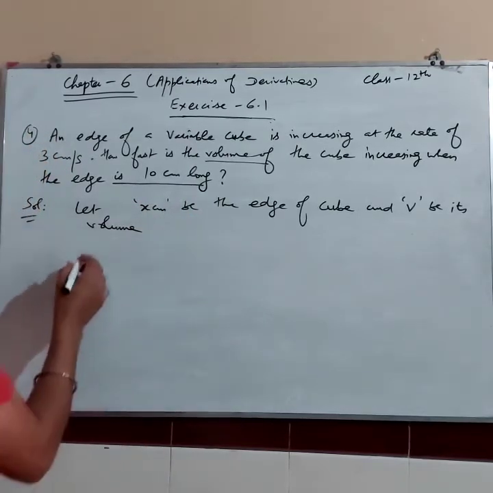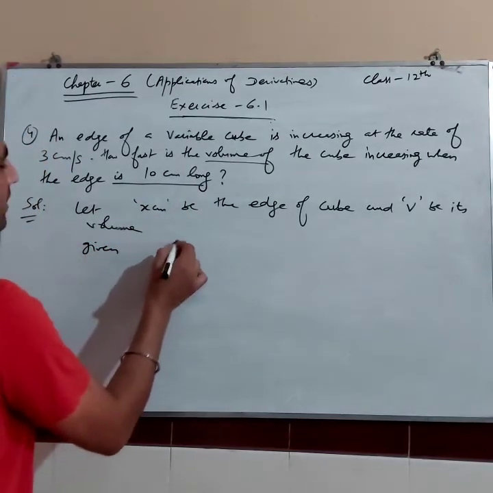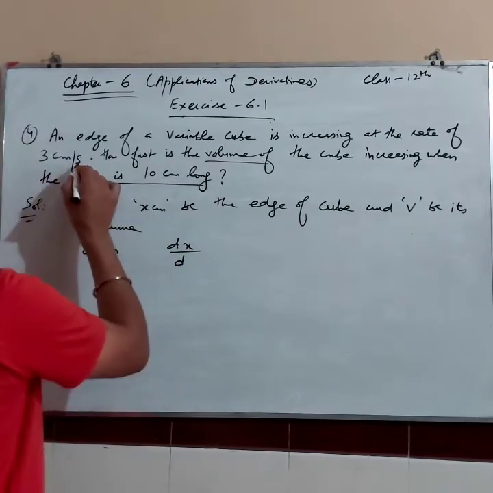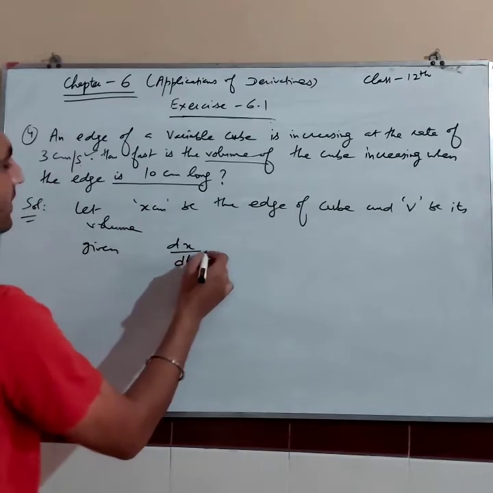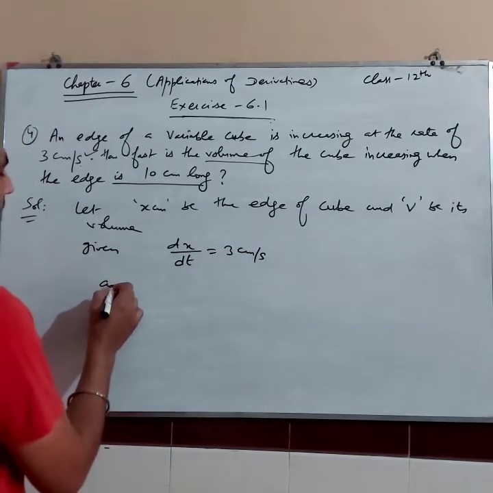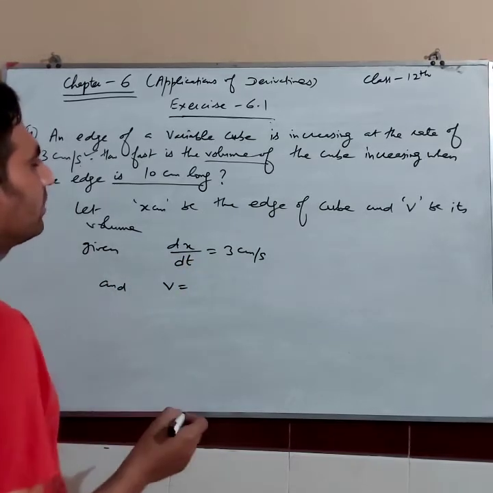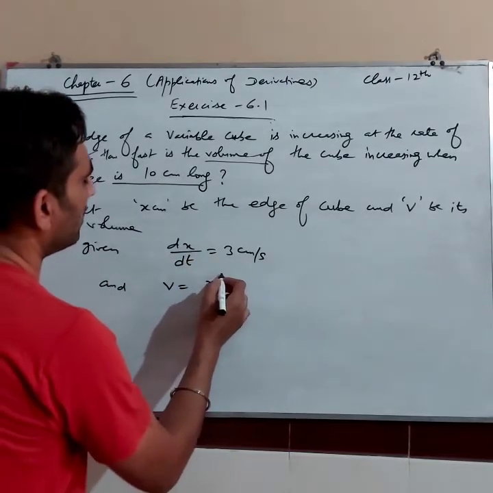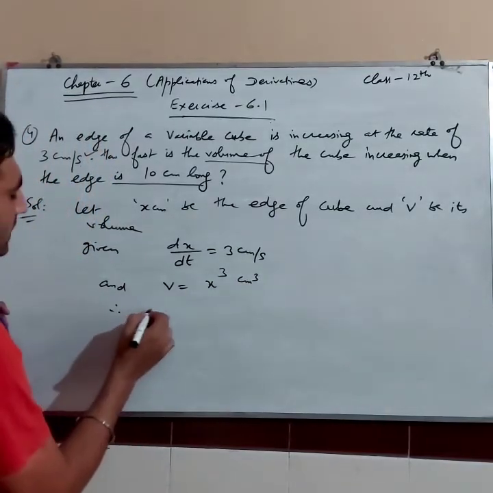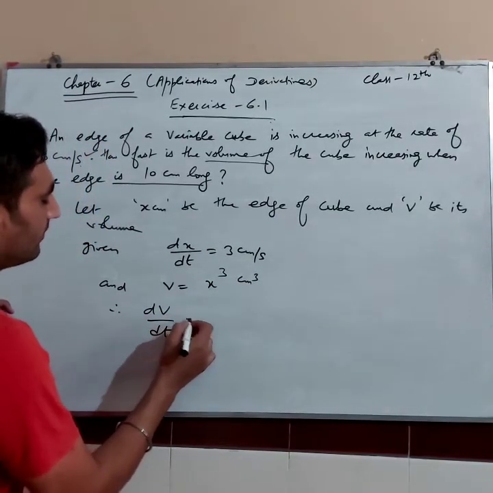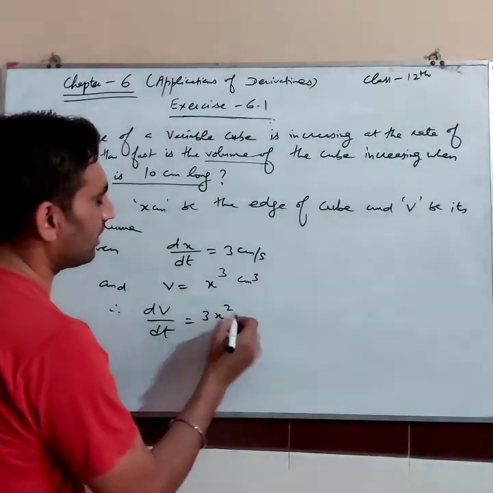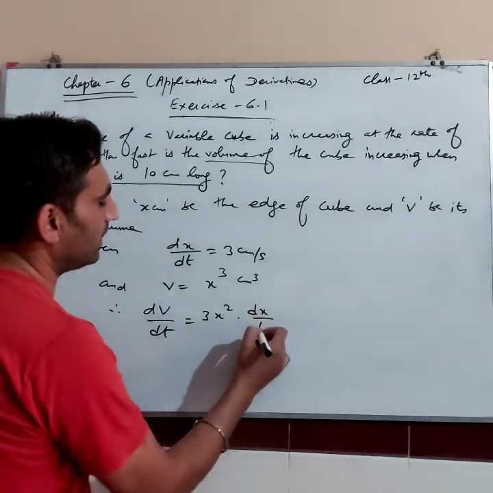Let's start the calculation. So given is the rate of change of the length of the side with respect to time, t means time. So 3 centimeter per second. And what about volume? Volume of cube is side cube, or x cube centimeter cube. Now write the derivative with respect to time, means dV over dt, or derivative of x cube with respect to time, 3x square along with dx over dt.